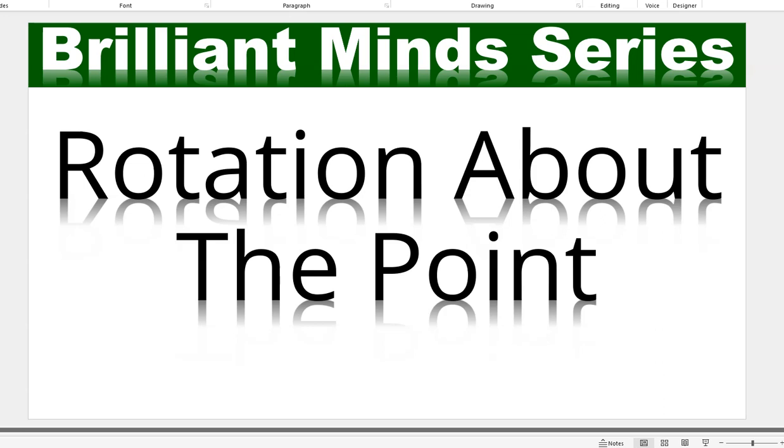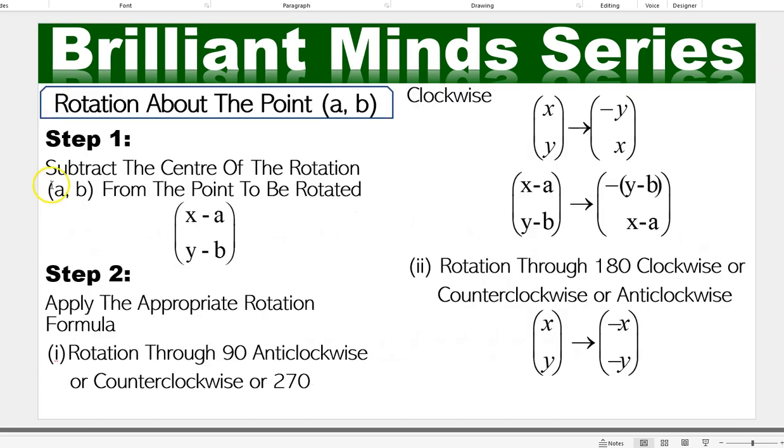In this video, we are going to learn about rotation about a point other than the origin (0, 0). There are 3 steps involved here, and in each step you need to apply certain concepts and principles in order to arrive at the correct answer. Step 1, we subtract the center of the rotation (a, b) from the point to be rotated. And in step 2, we apply the appropriate rotation formula.